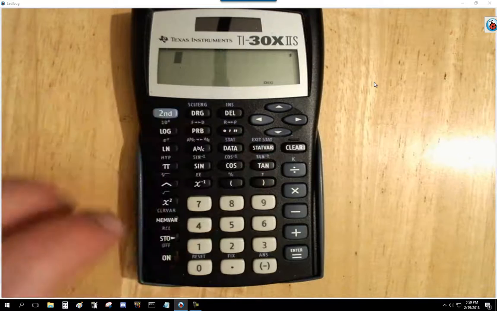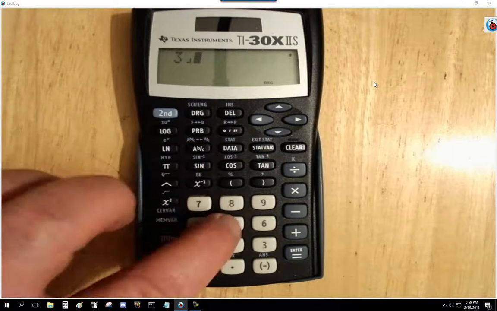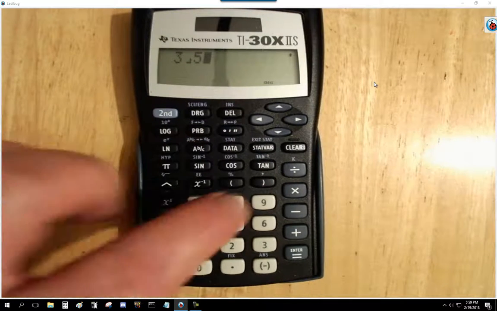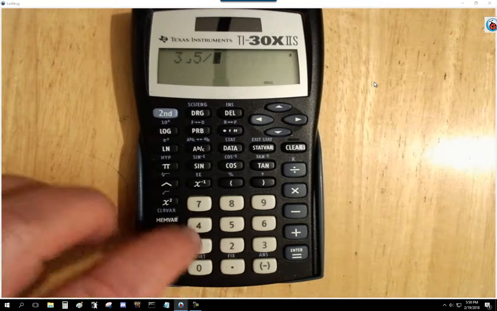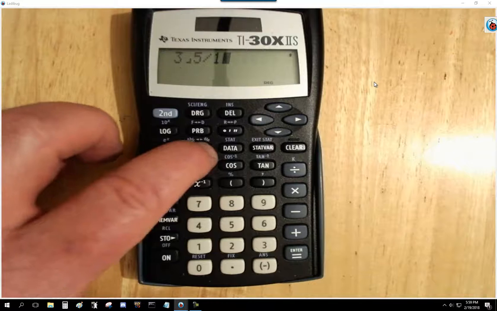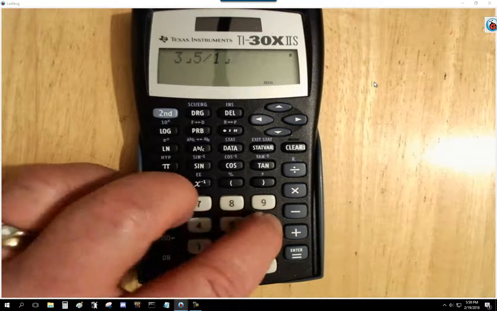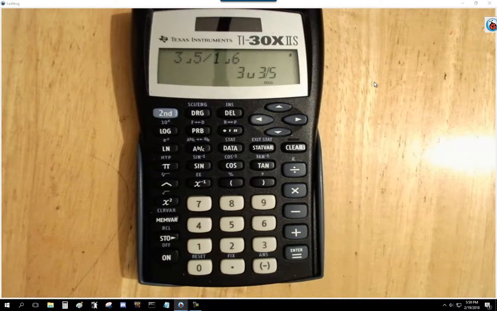Clear. 3 ABC 5 divided by 1 ABC 6. Notice that it gives it to us as a mixed number. That little U means and. This is 3 and 3/5.